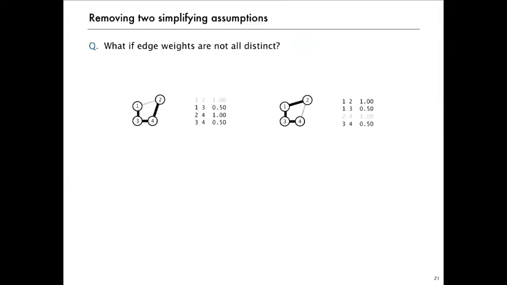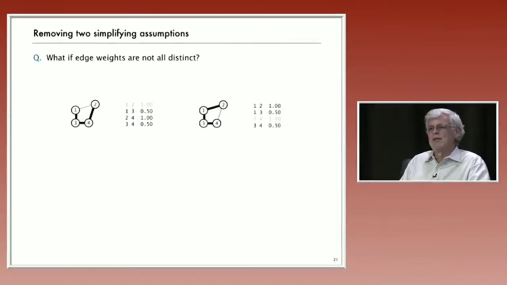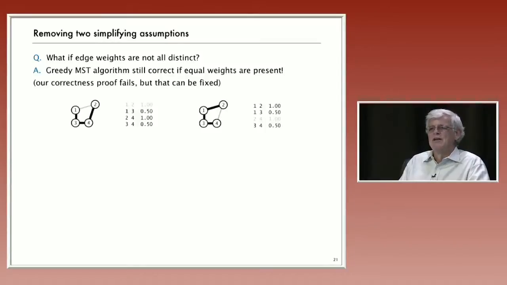Now, before getting to those, what about removing the two simplifying assumptions? So what happens if you have a situation where the edge weights are not all distinct? So in this case, 1, 2 and 2, 4 both have the same edge weight. So also 1, 3 and 3, 4. And so it means there's multiple MSTs. So in this case, there's two different MSTs.